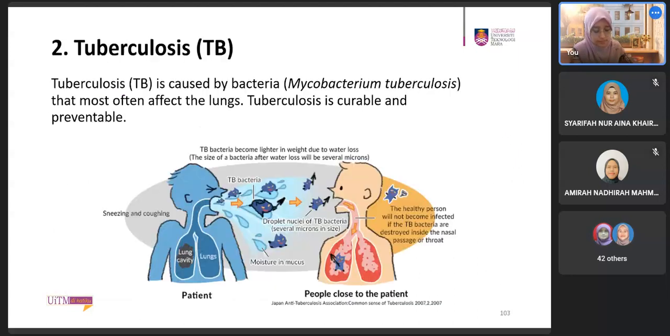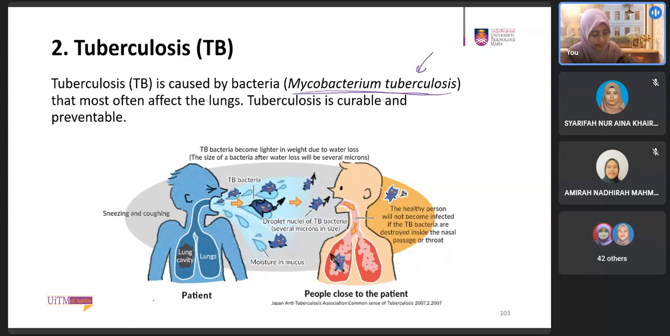Okay. And then the next disease, which is tuberculosis, which is TB, is caused by the bacteria Mycobacterium tuberculosis. Make sure you spell the scientific names correctly with the correct scientific format of writing the name. And then that most often affects the lung. Tuberculosis is curable and preventable.